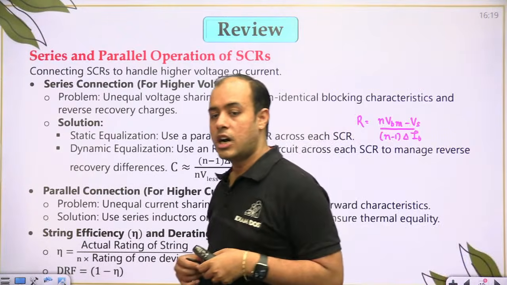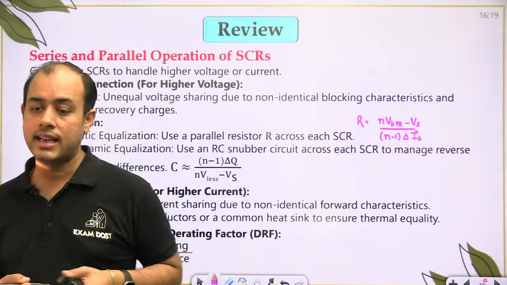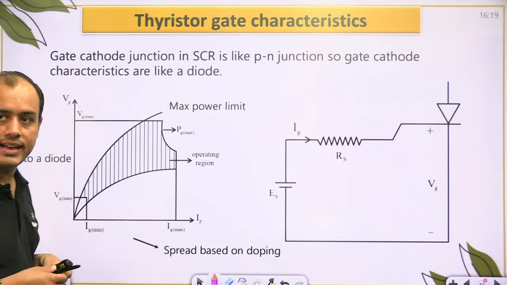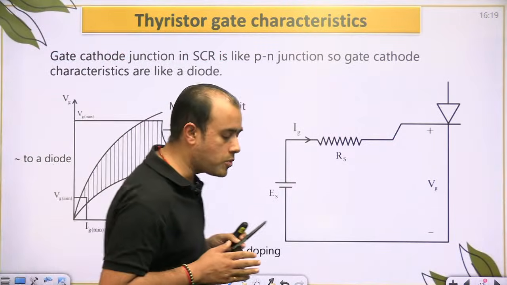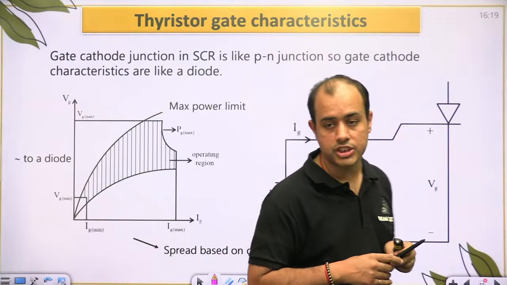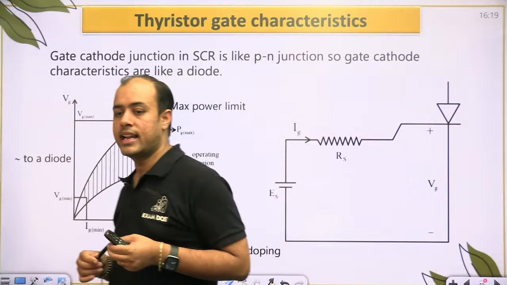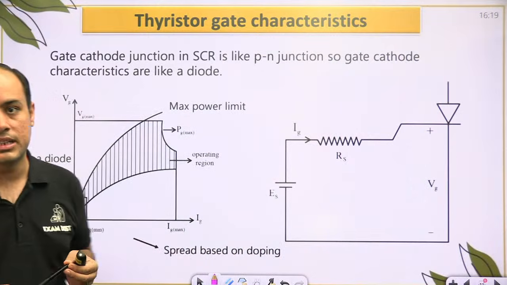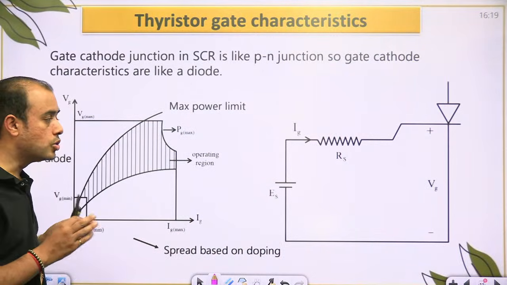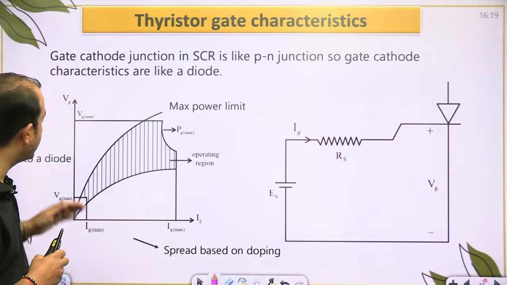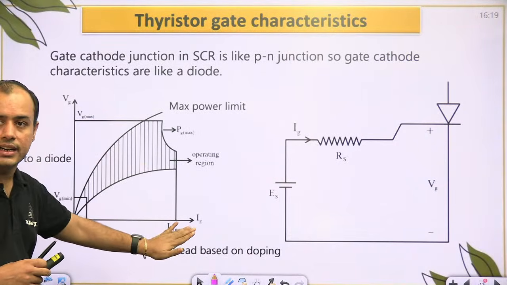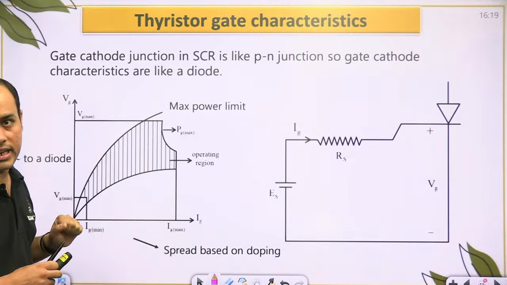Now, I will move to the next topic, that is the thyristor gate characteristic. Now, the gate cathode junction is nothing but a PN junction. So the characteristic of the gate voltage and the gate current is similar to a diode.